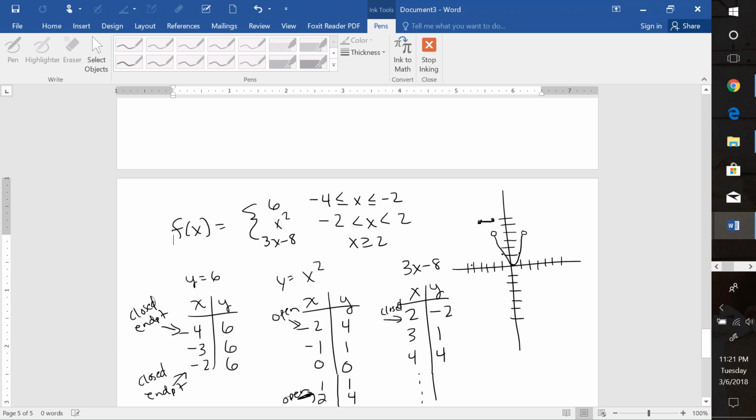And then the last part is the 3x minus 8. So that one was 2, -2, and that was closed. And then 3, 1, and then 4, 4. And this one continues up forever because this does not have a second endpoint, whereas these are stuck in between. So does that clarify for number 26?